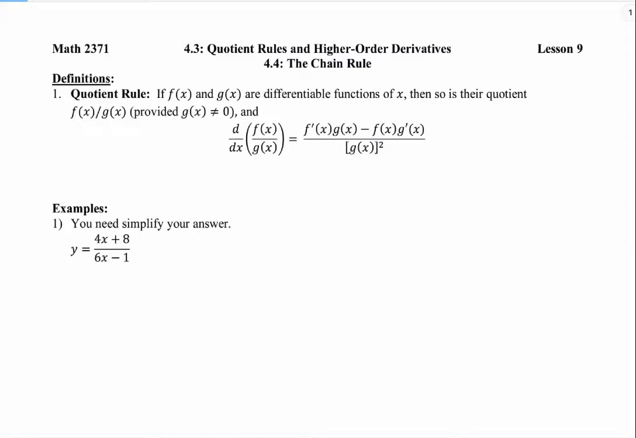Okay, welcome to lesson 9. This is the quotient rule. So in the last lesson we talked about how to take the derivative of products. So now we're going to talk about how to take the derivative of quotients.